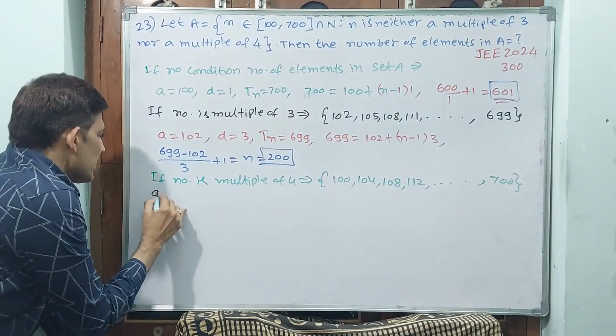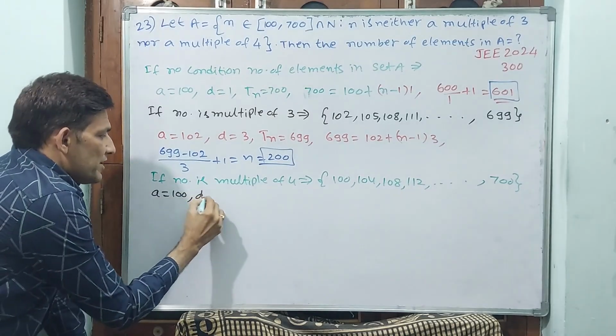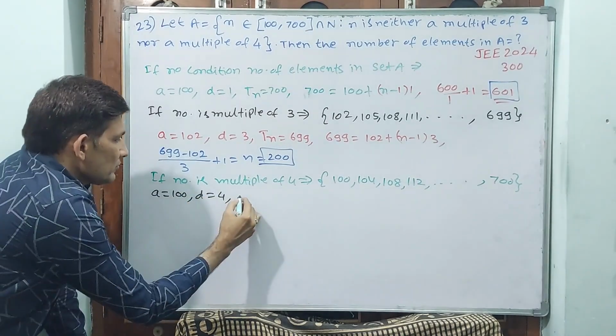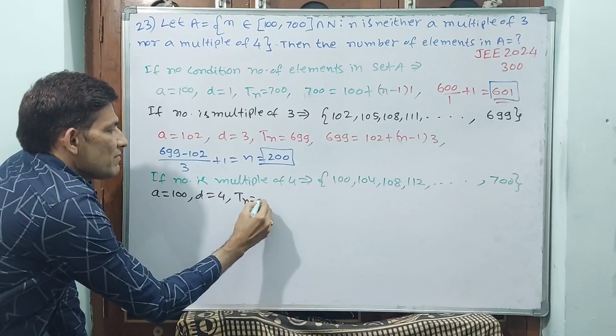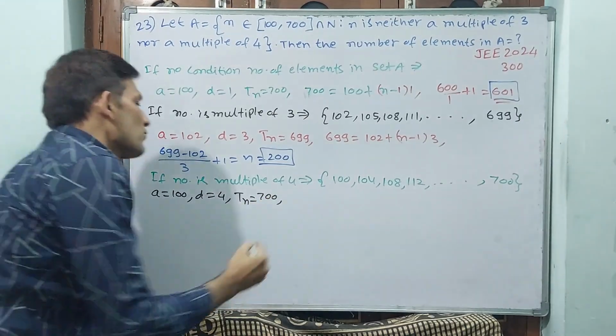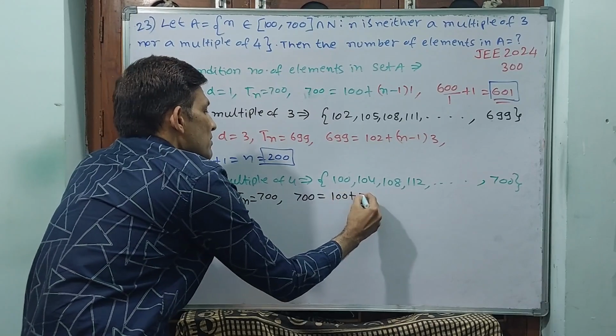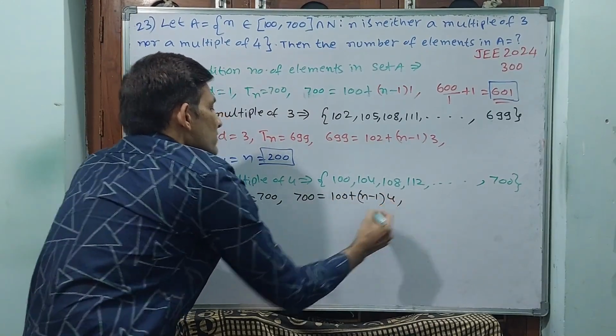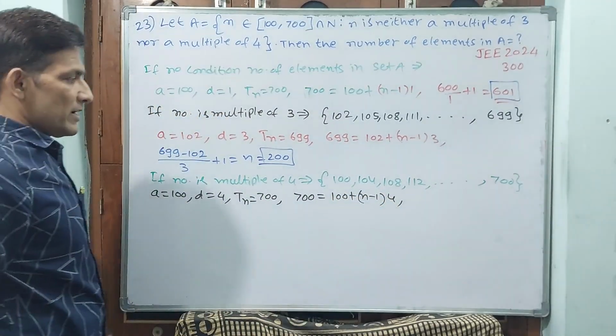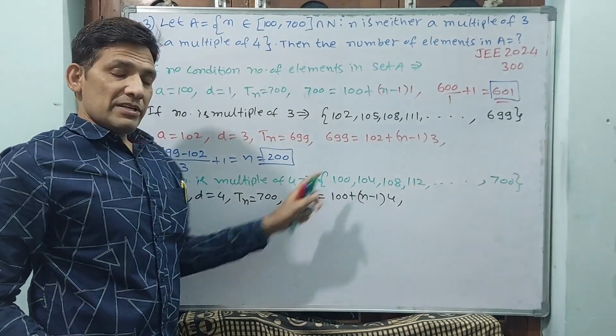Here A will be 100, D will be 4, last term Tn will be 700. Then how are you going to find this number? 700 is equal to A, 100, plus n minus 1 into D, which is 4. Tn is equal to A plus n minus 1 into D.